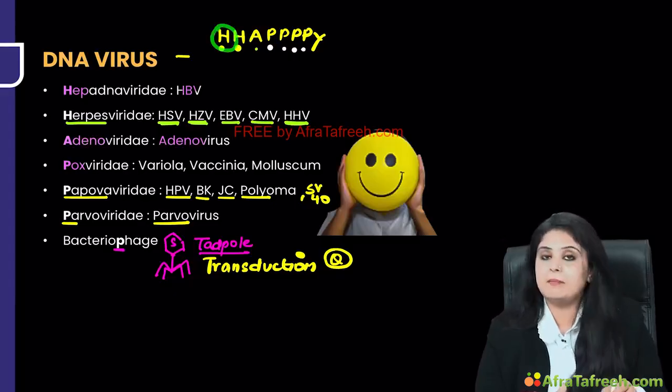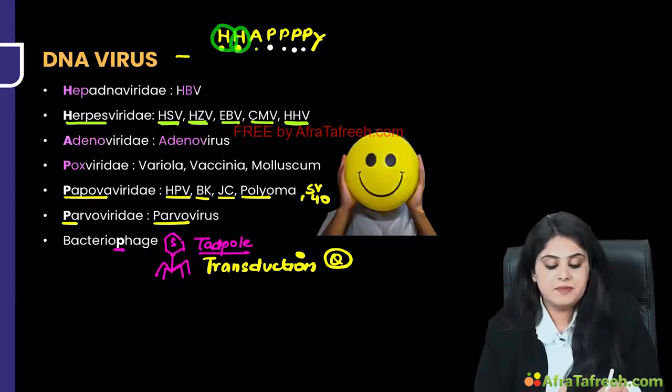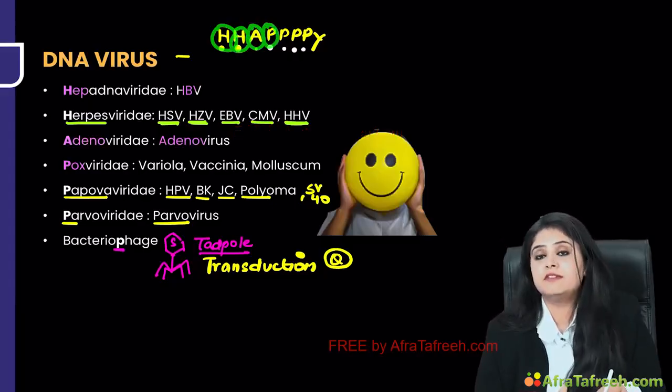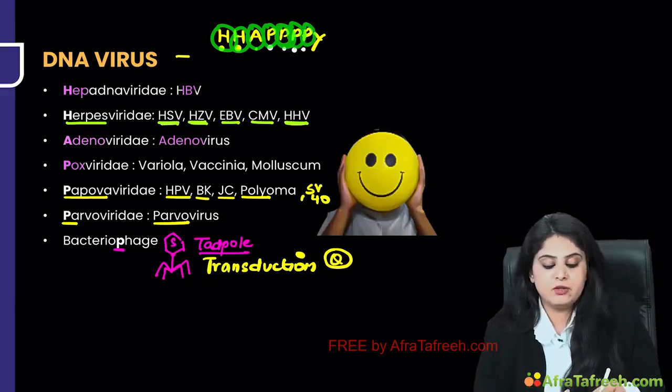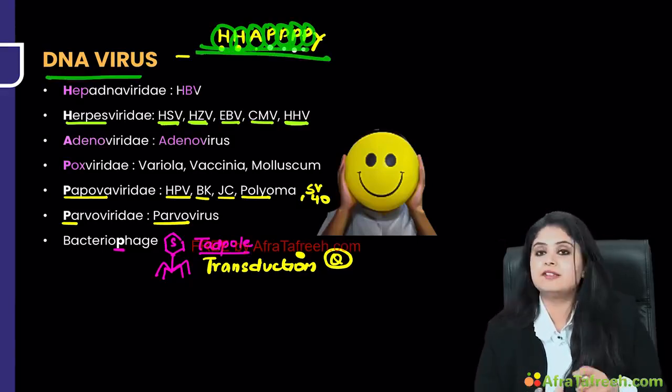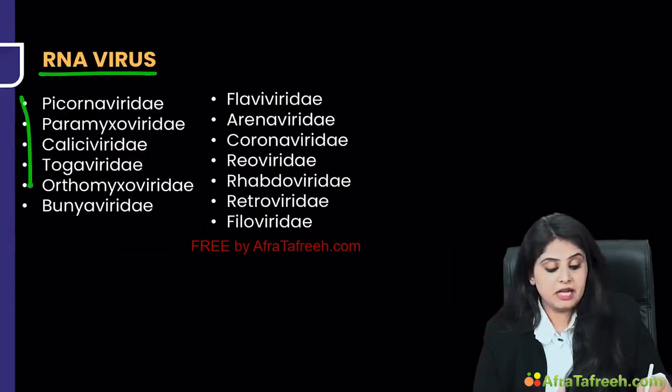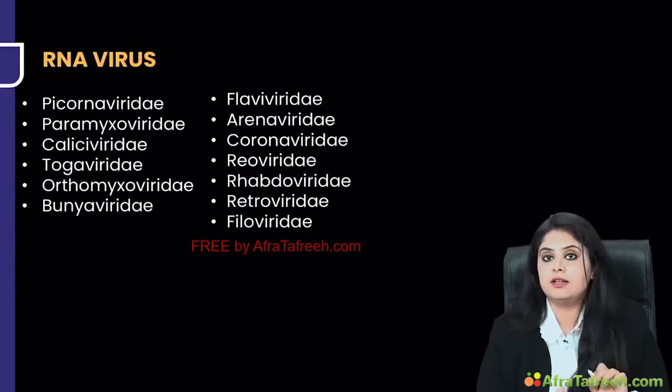So repeating, we have Hepadna viridae, herpes viridae, adenovirus, then you have the famous pox virus, papova virus, polyoma, all of those. Then you have parvovirus, and finally you have bacteriophage. So DNA viruses are happy, and now everything other than this is going to come under RNA viruses. You've done the classification, okay?